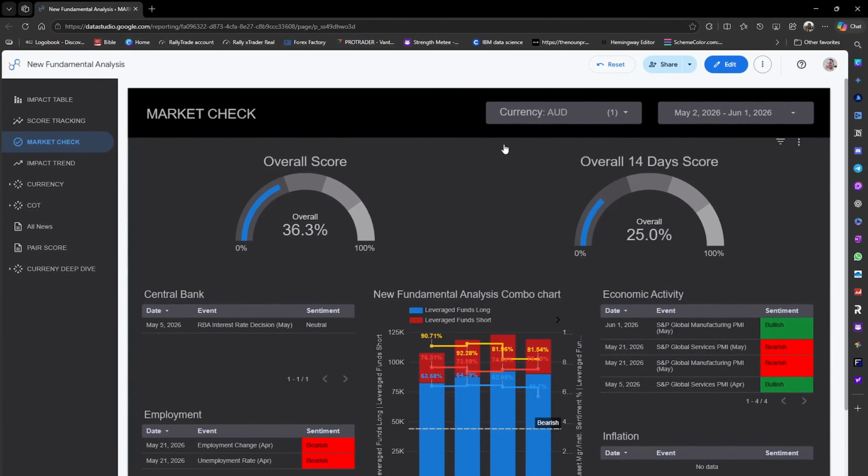For you to accurately choose a side on the market, you need to see both sides of the coin. And when I say both sides of the coin, I mean look at both markets and also look at the entire data of both markets. What we have right here is the market check for the Australian dollar.